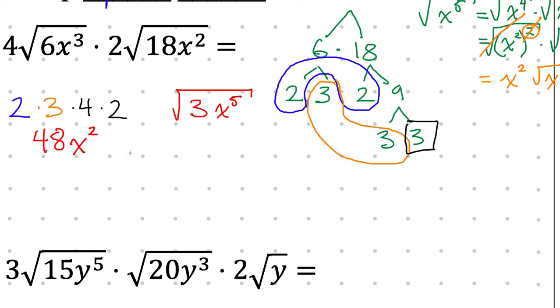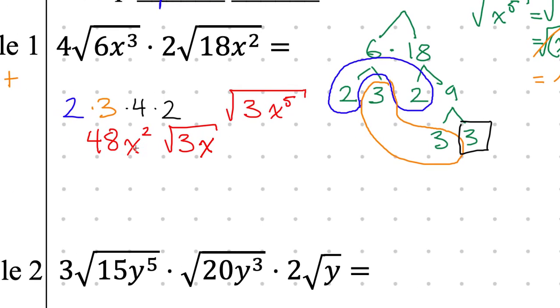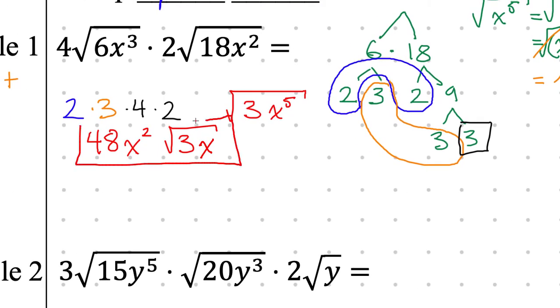48x squared, and then square root of whatever is remaining. Remember, we have a 3 remaining, so I have a square root of 3, and I have a square root of x remaining, so 3x, and there's my final answer, 48x squared times the square root of 3x. Lots and lots of steps. We're putting everything together.